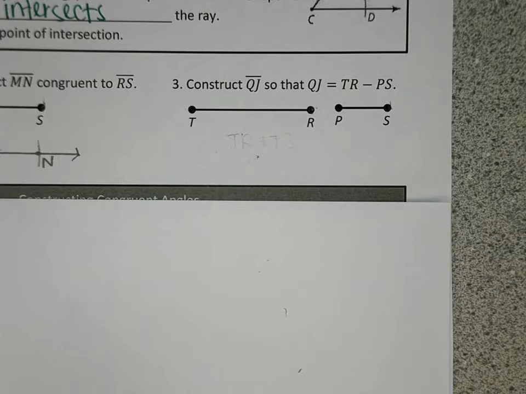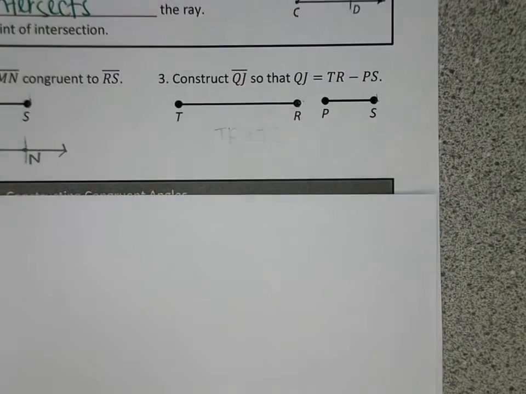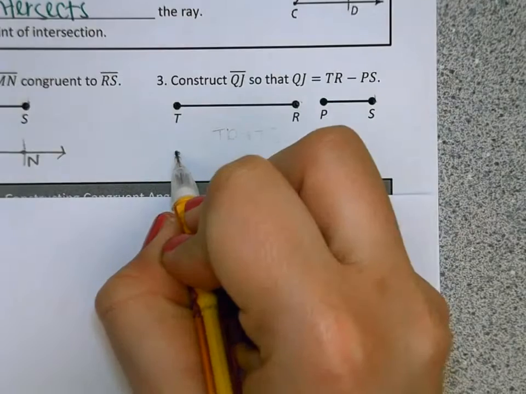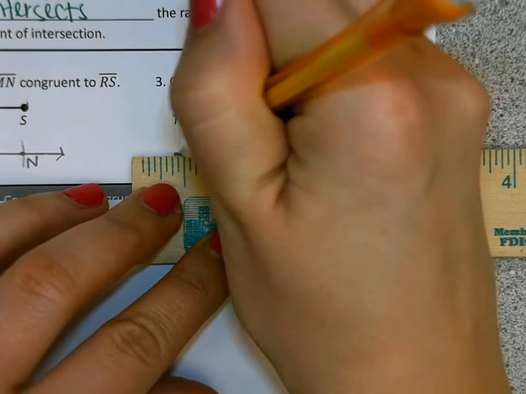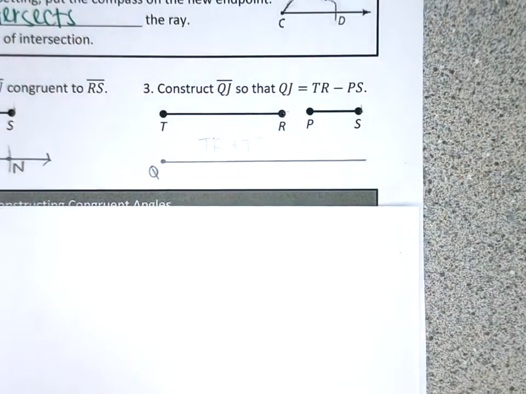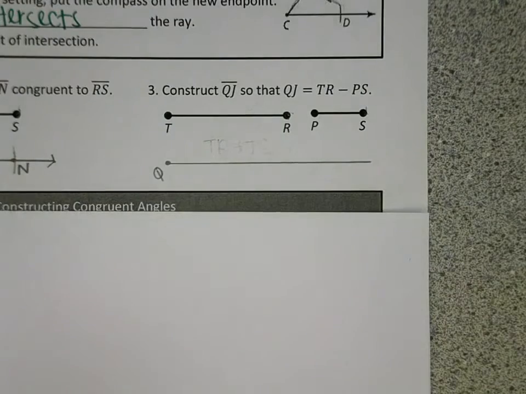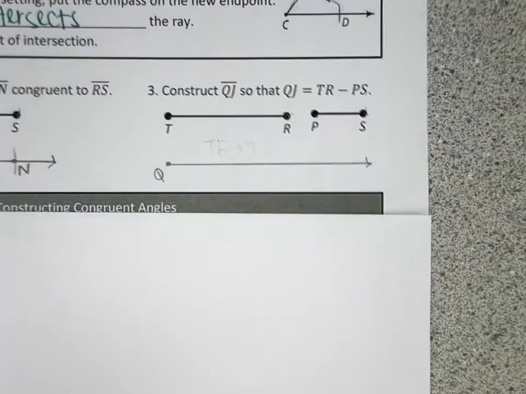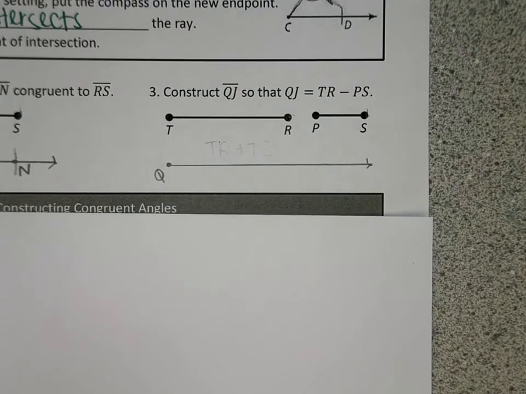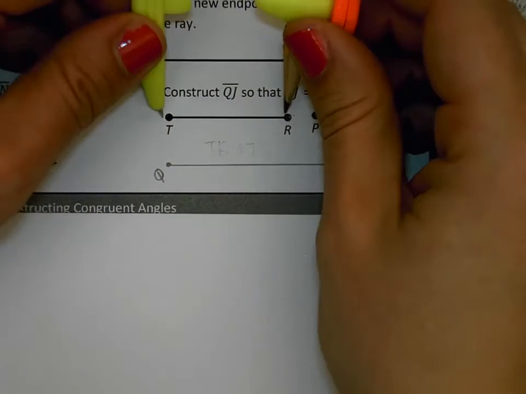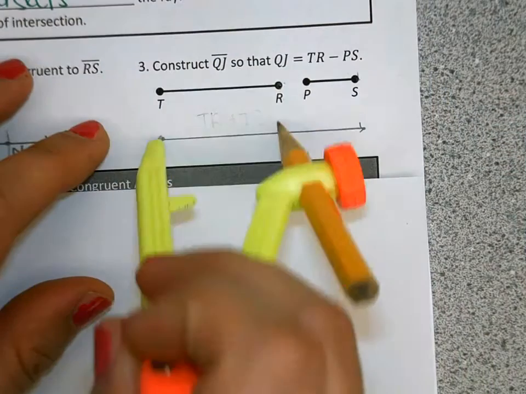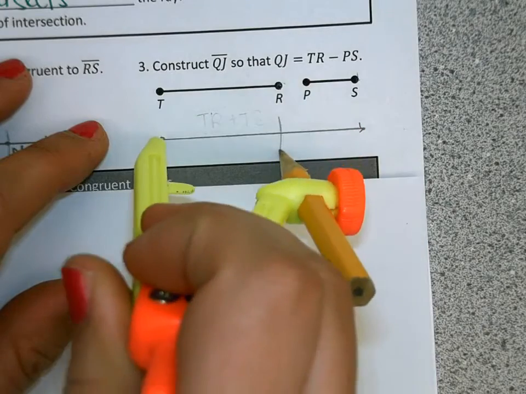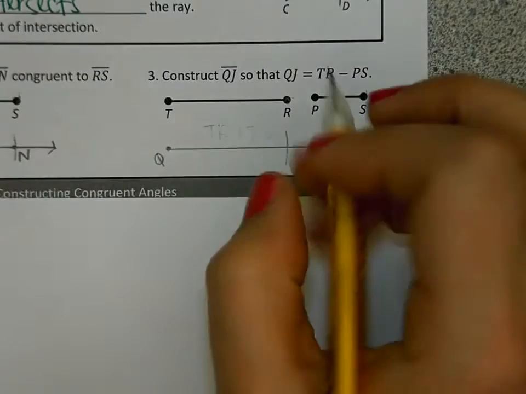So let's do it. So first we're going to start by drawing a ray. So construct your ray. We're going to label it Q. Technically, it's a ray. We have to do the bigger one first. So let's construct a segment the same length as TR first. So copy TR. Right there. Put a point at the intersection.